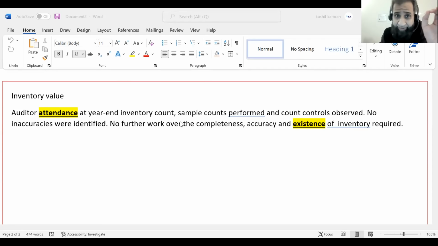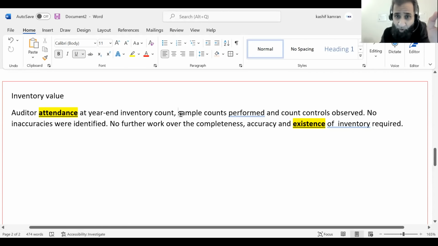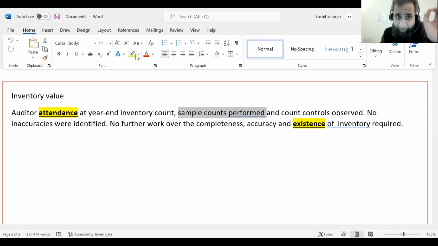Auditor attendance at the year-end count, comma, sample counts performed. Auditor did perform sample counts. Now, there is an issue here. When you are looking at a sample count, there are two types of sample counts. We're not sure whether the auditor has performed the two types of sample counts or not. Listen to me carefully.